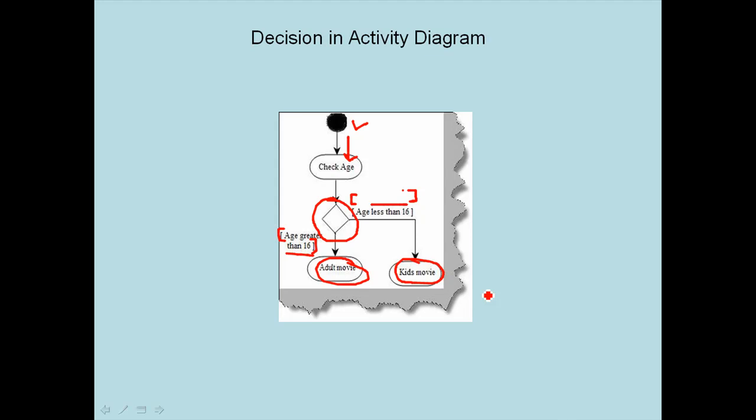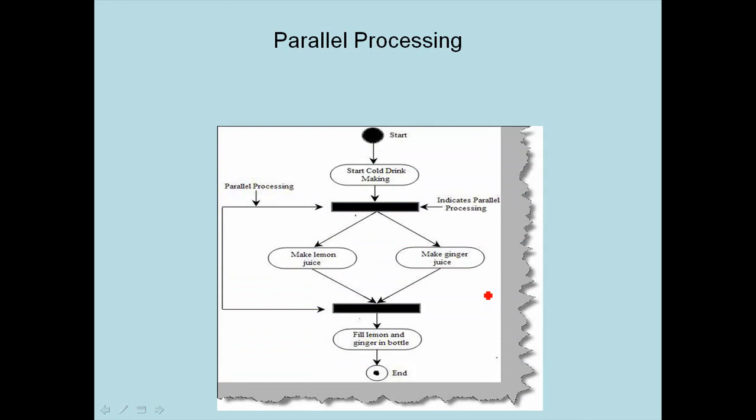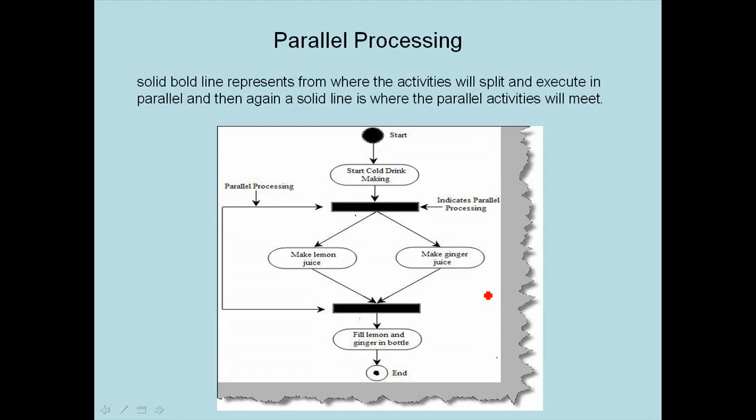In case you need to show parallel processing in your activity diagram, which in all complex processes you will normally have going on, at those moments you can use a dark solid line which says, okay, this is the start of the parallel processing, and then indicate whichever processes are in parallel.